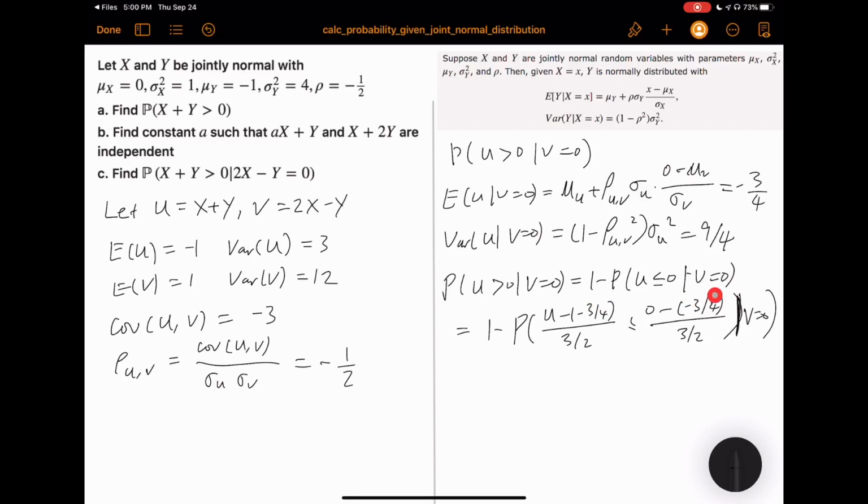Because we know that conditional on v equal to 0, u is a normal distribution with a mean of negative 3 over 4, and the variance of 9 over 4, or the standard deviation of 3 over 2. So if we subtract the mean and divide by the standard deviation on both sides, we get 0 minus the mean divided by the standard deviation. Given v equals 0, u is a normal distribution, so when you subtract the mean and divide by the standard deviation, the whole thing is a standard normal distribution. So now we can write this using the standard normal distribution function. So this is 1 minus phi of 0 minus negative 3 over 4 divided by 3 over 2. So this is equal to 0.31.